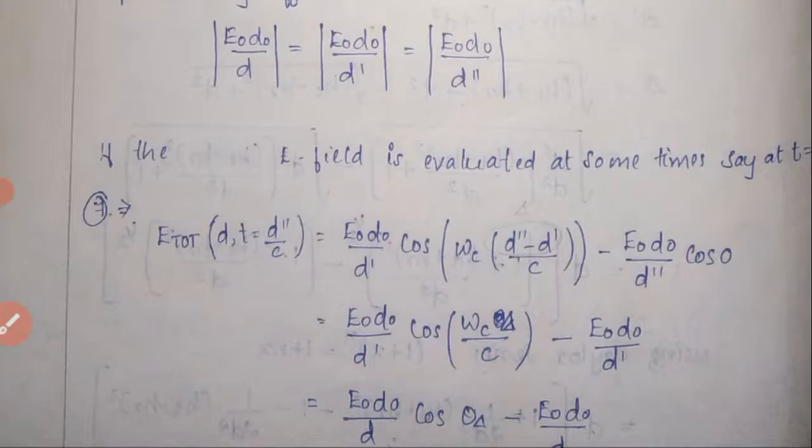Okay, omega c del by c is equal to theta del. So we are just substituting the value E naught d naught by d cos theta del minus E naught d naught by d.